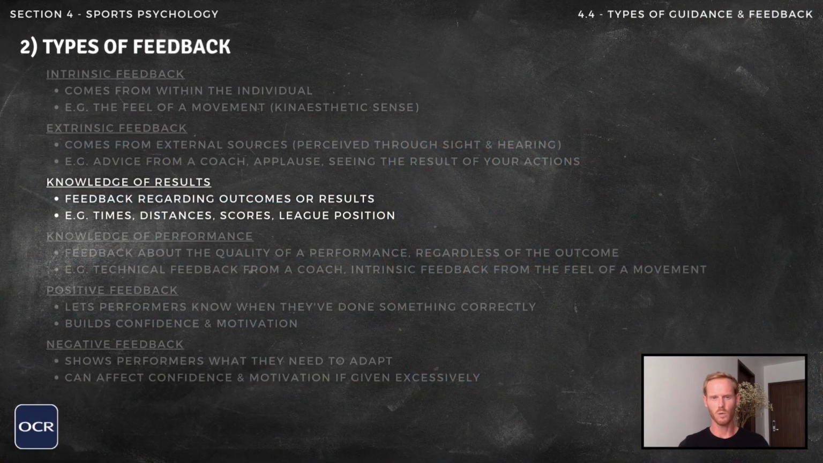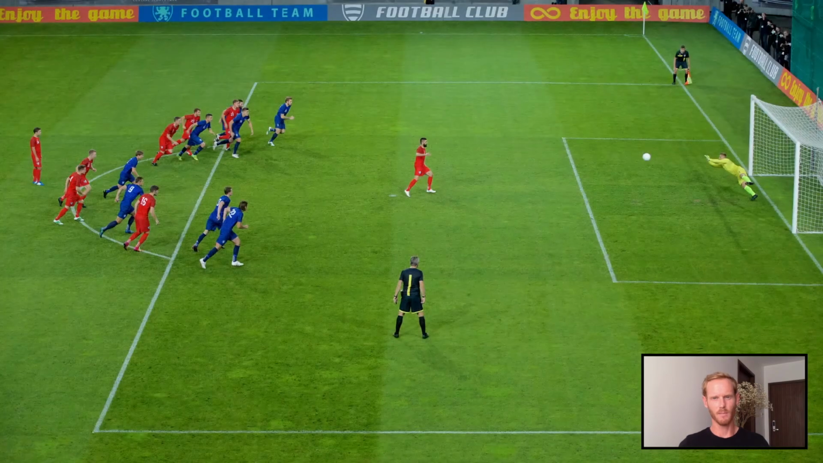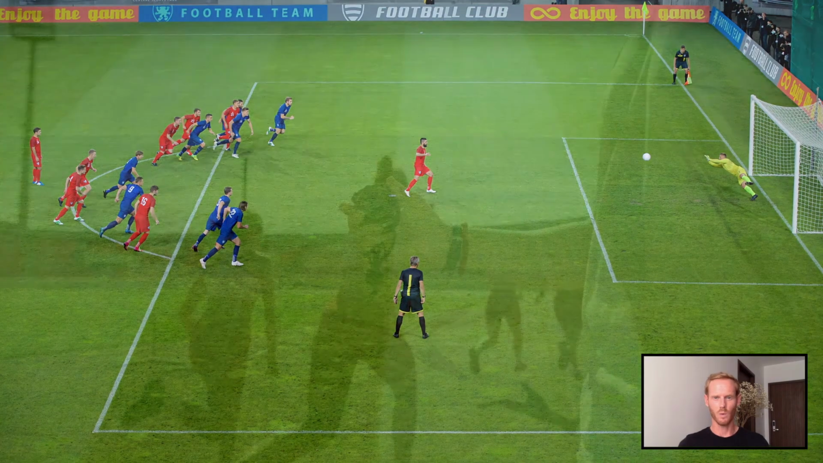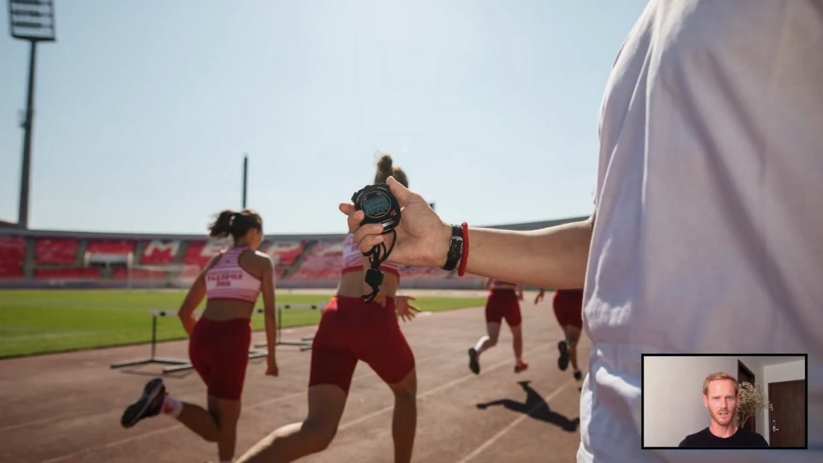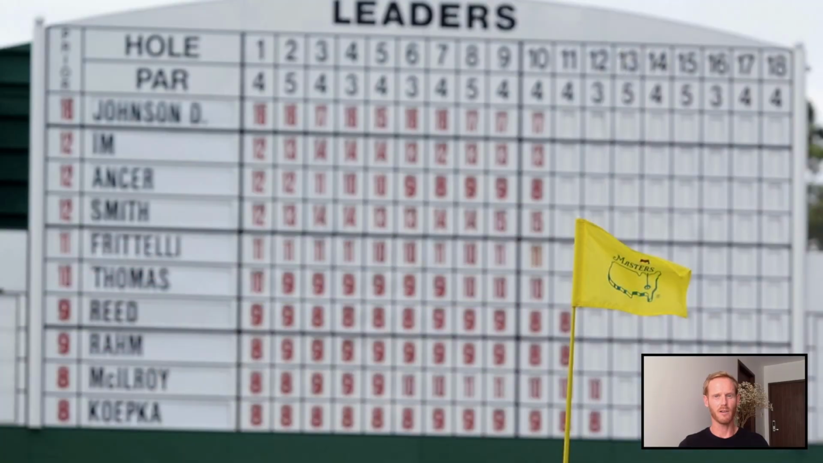Next, knowledge of results is feedback regarding the end result or outcome of a skill. It's a form of extrinsic feedback that comes from either seeing the result of an action directly or from another person, usually a teammate or coach. For example, in football, a goalkeeper sees that they were able to make a save. When training for long-distance running events, a coach informs the athlete of their lap times, and in golf, a player receives information regarding their position in a tournament via the leaderboard.